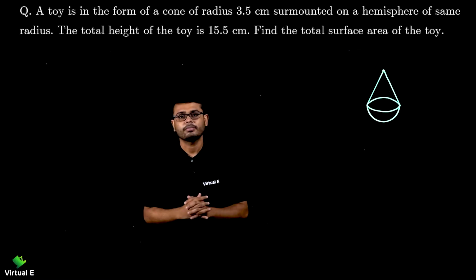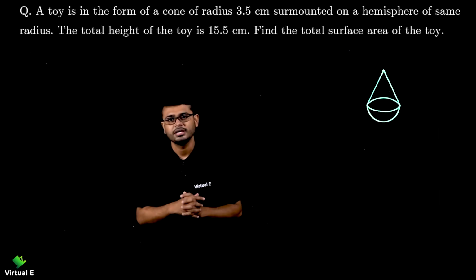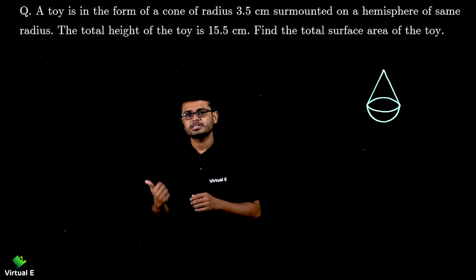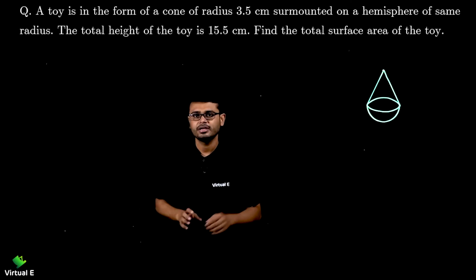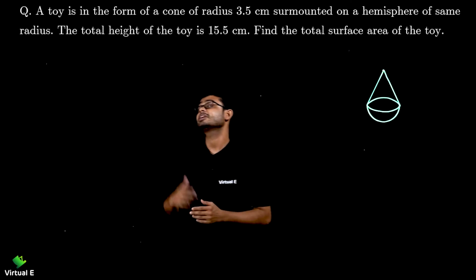Let's continue the topic and discuss the surface area related to combination of solids. So far previously we discussed hemisphere and cylinder. Now let's discuss hemisphere and guess what? Cone. Let's read the question first.